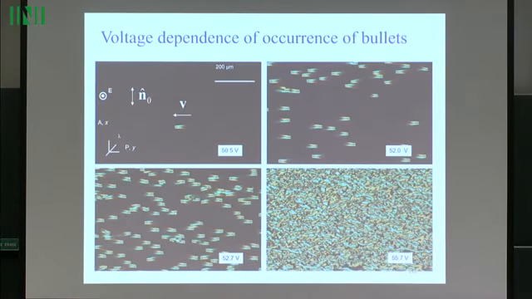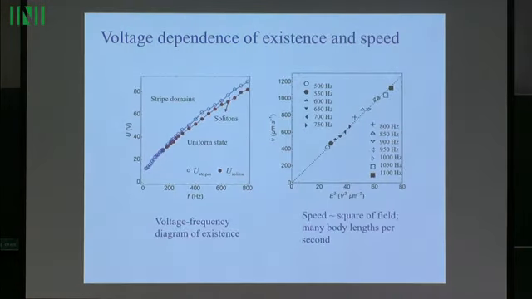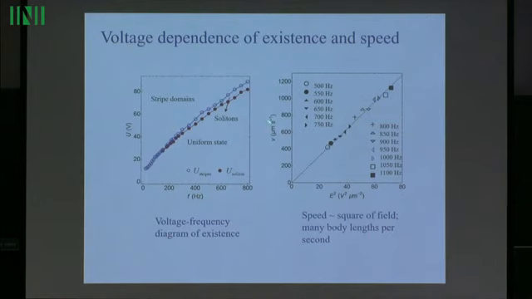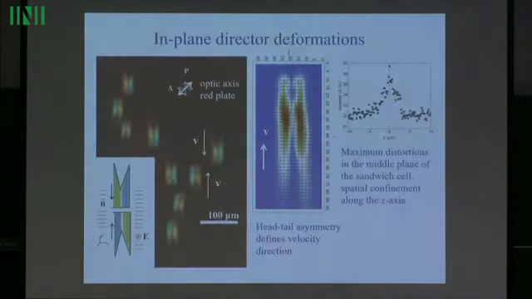As a function of the electric field, you can control their concentration. If the electric field is relatively low, you have just a few of them. And then as you increase the voltage, they grow in number, which is shown here in how the phase diagram of the solitons depends on the electric field.